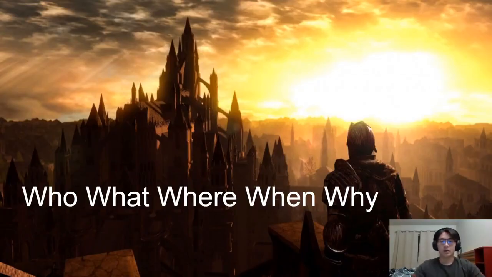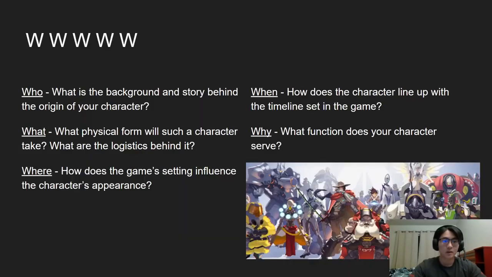Now moving on, we have the 5 W's, which are who, what, where, when, and why. Who refers to what is the background story behind your character. What is their narrative? What talks about what physical form will your character take in order to reflect this narrative and everything around it. Where talks about what the game's setting is and how that influences the look of your character. While when talks about how the time that the character is in affects how he or she looks. Why talks about the function of your character in the general game.